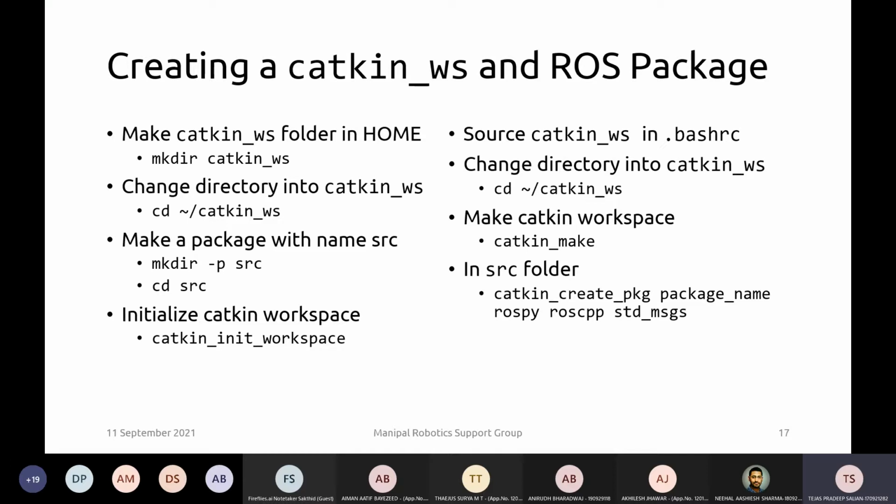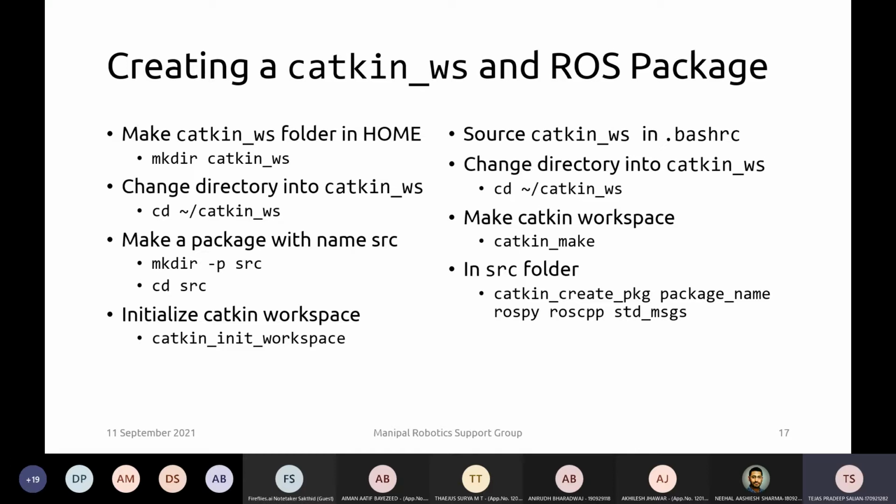Okay. How to make a package now? Make a package with the name src: mkdir -p src. So this creates a package called src. Now, if we do cd src, it will go inside the src folder, and then we initialize a catkin workspace. So we need to initialize a catkin workspace so as to differentiate between a ROS package and a workspace, right? This is done by typing the command catkin init workspace.